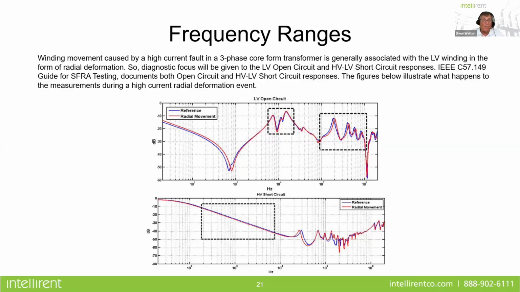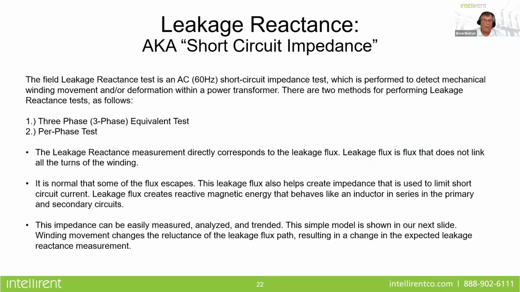And the open circuit documents for both open circuit and high voltage to low voltage short circuit responses, you can see clearly in this figure below. This indicates the measurements during the high current radial deformation. So we can see this clearly in the traces below. So those are the two areas that we want to look for if we're concerned that excessive through faults or a high through fault has created some type of mechanical damage. Okay, so SFRA probably is the most inclusive tool in terms of looking for mechanical damage in the transformer itself.